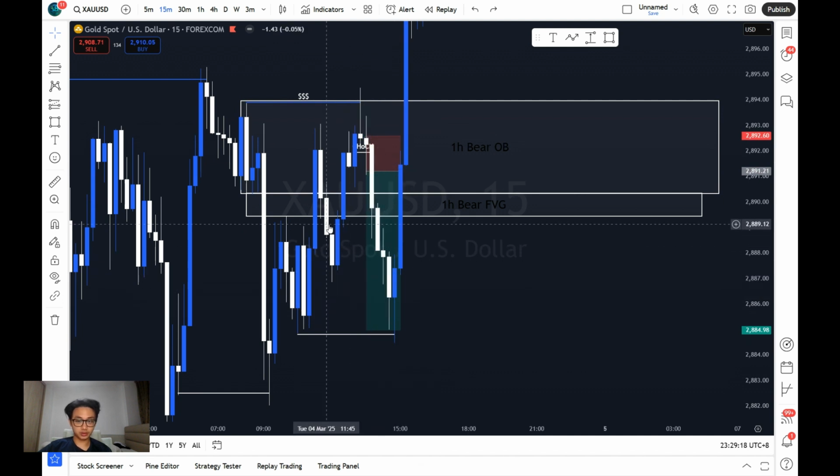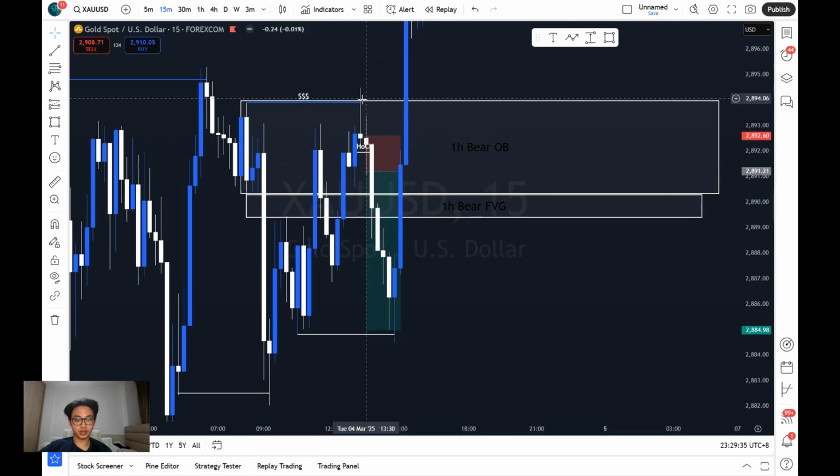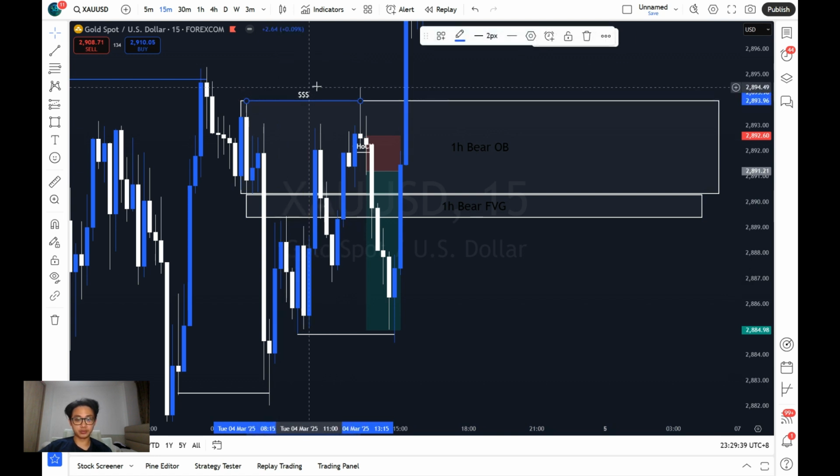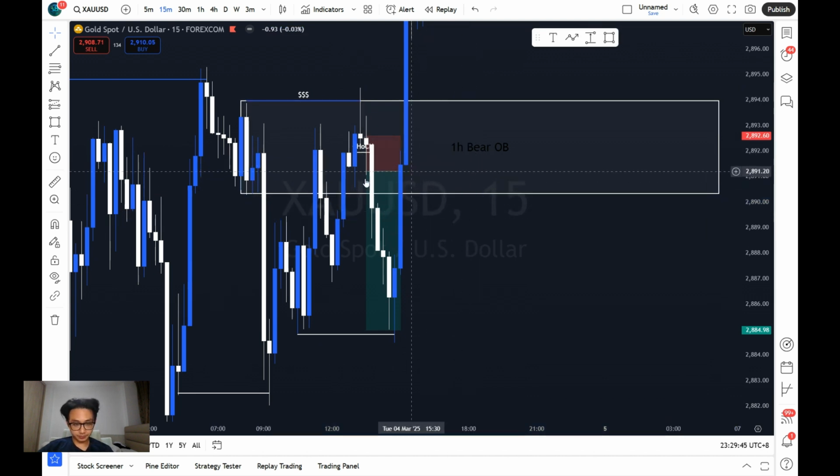So here, normally traders will only identify the 1 hour bearish fair value gap, and seeing that it has been mitigated, they might be going for longs, right? But most of the time, that's not actually what happens, because for gold, it heavily respects the order blocks too, and it loves to sweep liquidity above the order blocks. So yes, price mitigated the 1 hour bearish fair value gap, but the order block is still in play.